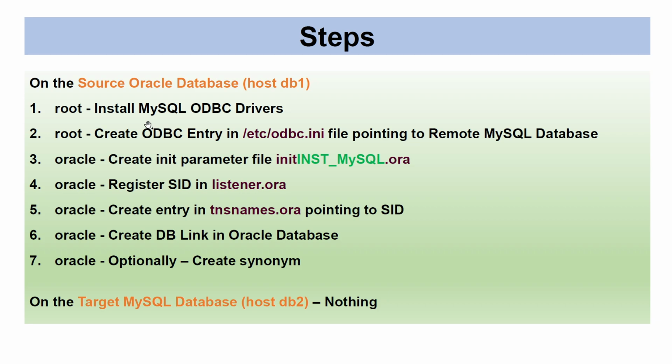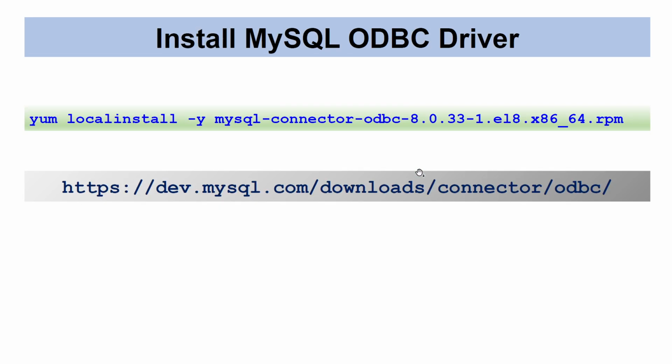Let me repeat the steps for you. Install MySQL ODBC drivers, create an ODBC entry, create an init parameter file, register the SID in listener.aura, create an entry in tnsnames.aura. At this moment, your work is done. Go ahead, create a DB link in the Oracle database, and optionally create a synonym. Let's see these steps in detail.